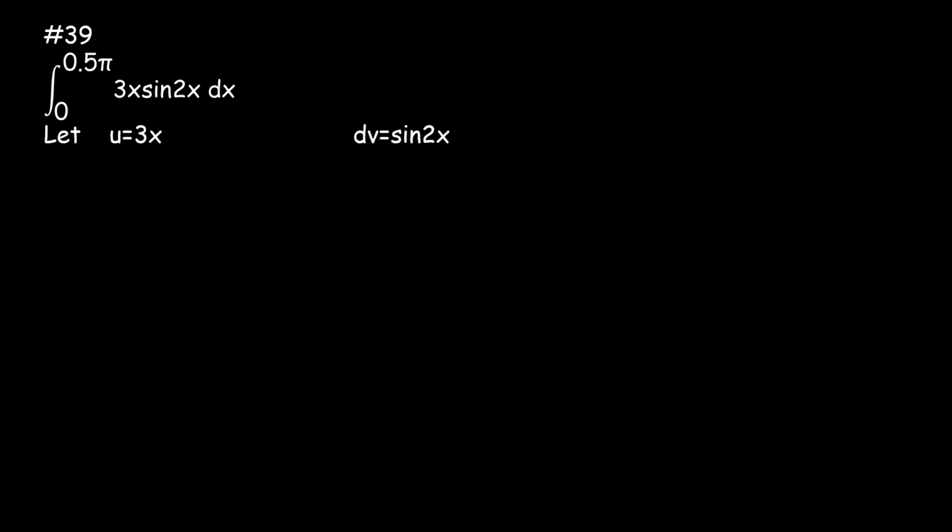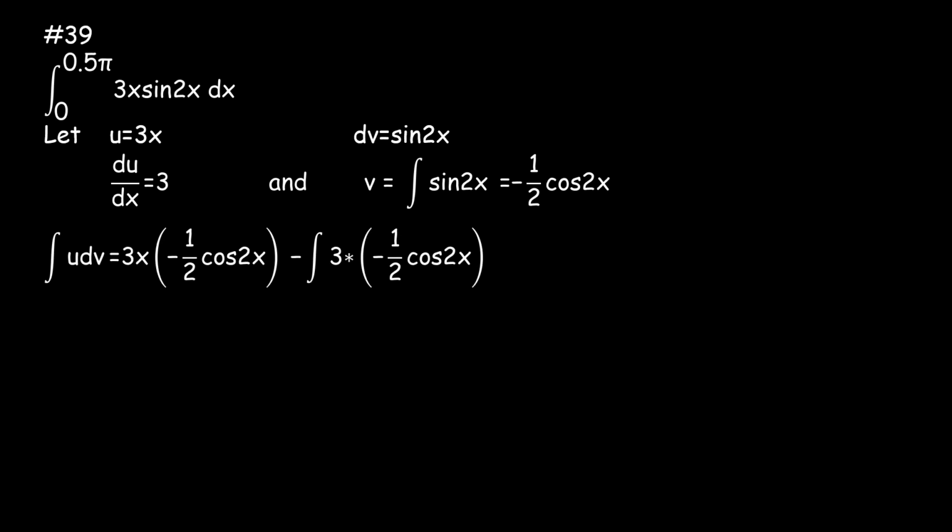Question 39. We have the integral from 0 to 0.5 pi of 3x sine 2x. We can use integration by parts. So we let u be equal to 3x and dv equals sine 2x. So du by dx is 3 and v will be -half cos 2x. Substitute this into the formula. We would get 3x times -half cos 2x minus integral of 3 times -half cos 2x.